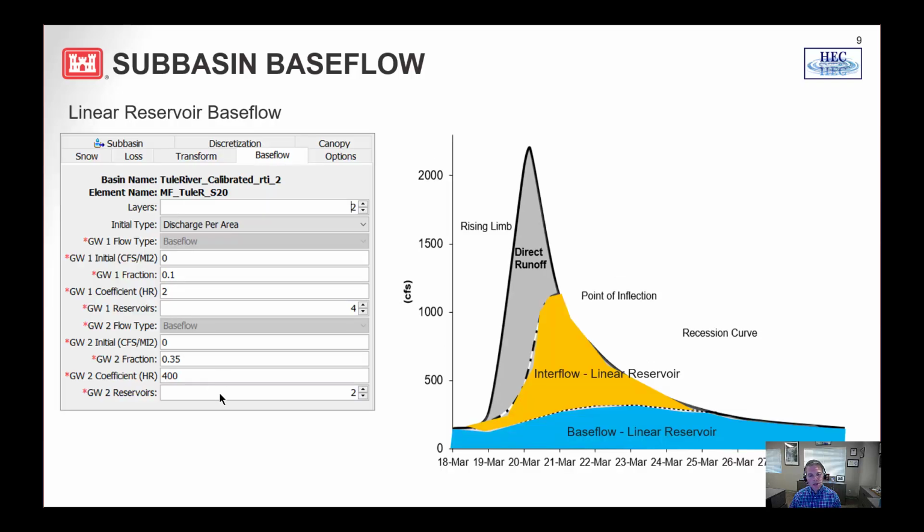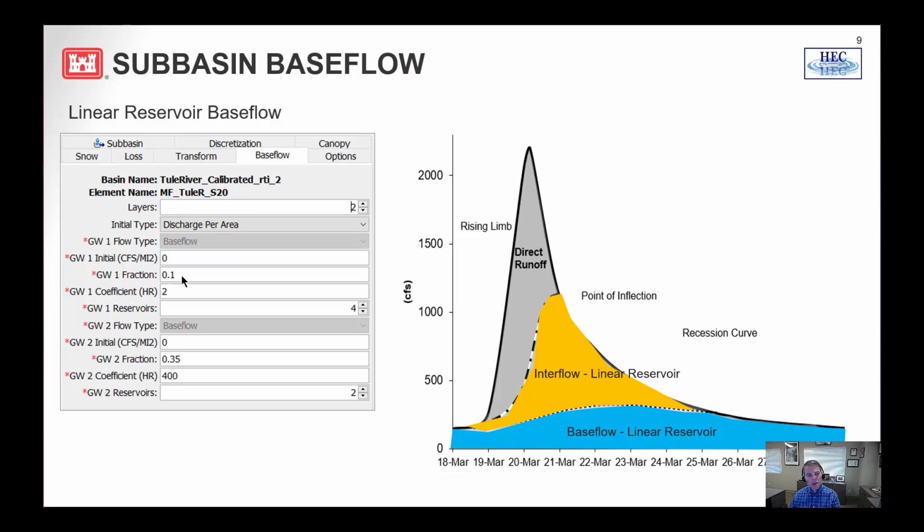The base flow method that I really suggest folks consider is the linear reservoir base flow method. And the reason why is this one does take input from your soil infiltration method. So that constant loss rate, when the watershed is saturated, that infiltration or that percolated water is distributed down to the linear reservoir base flow layer. And then you can control how much water goes into the groundwater 1 layer and the groundwater 2 layer.